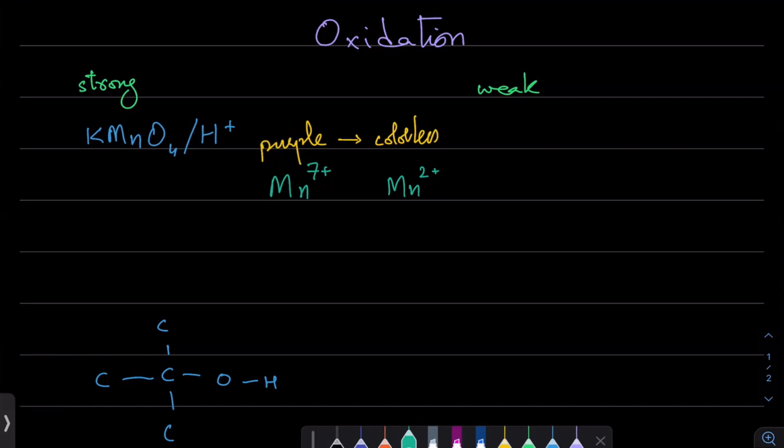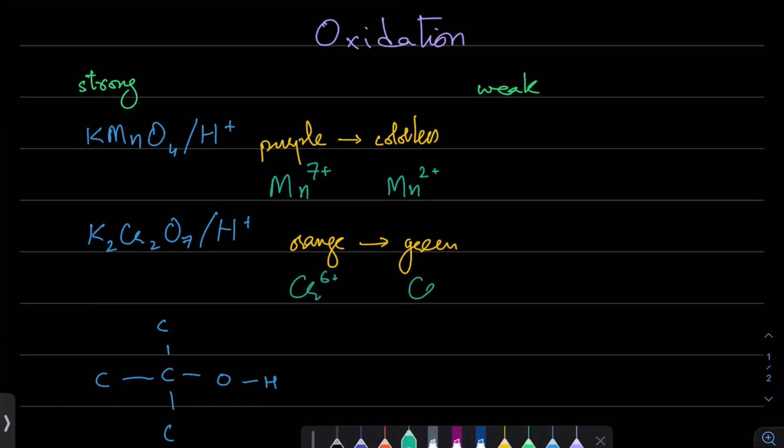Now, the second strong oxidizing agent that we have is K2Cr2O7. Again, we use this in the presence of H positive, again acidic media. The color changes orange to green. How it happens is that chromium 6 plus changes to chromium 3 plus. And that is how it absorbs, or takes, 3 electrons and it is able to do that.